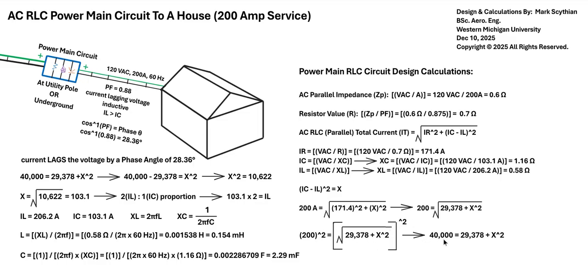Then we get this expression here, 40,000 is equal to 29,378 plus X squared. Then we continue on and we solve for X. With the algebraic subtraction, we get X squared is equal to 10,622. And so X is the square root of 10,622, which is 103.1.